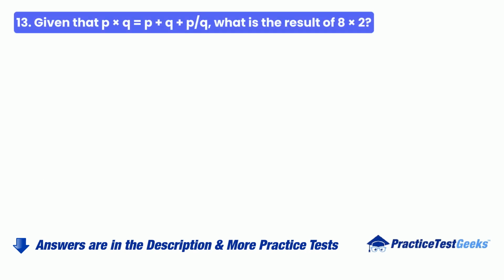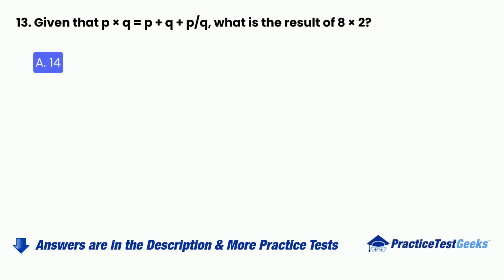13. Given that p multiplied by q equals p plus q divided by q, what is the result of 8 multiplied by 2? A. 14. B. 16. C. 6. D. 10.